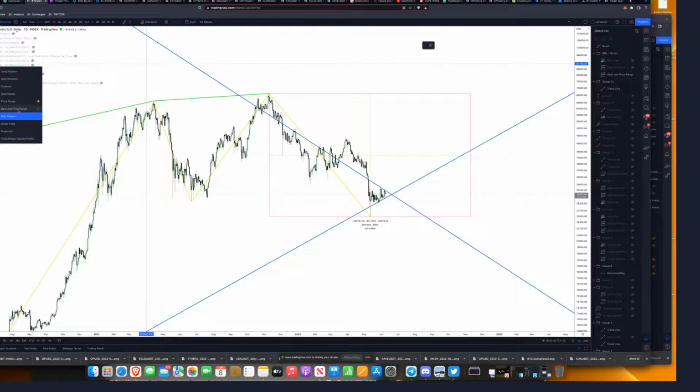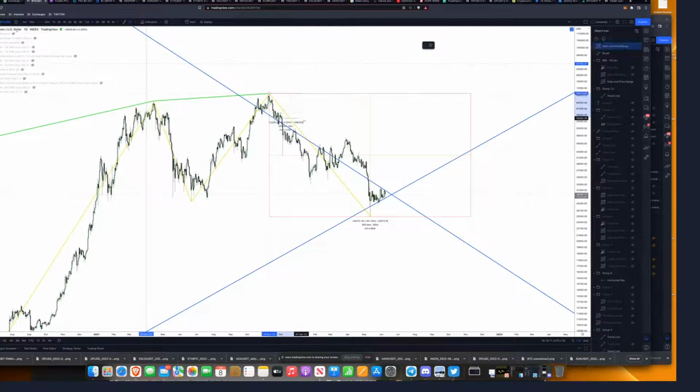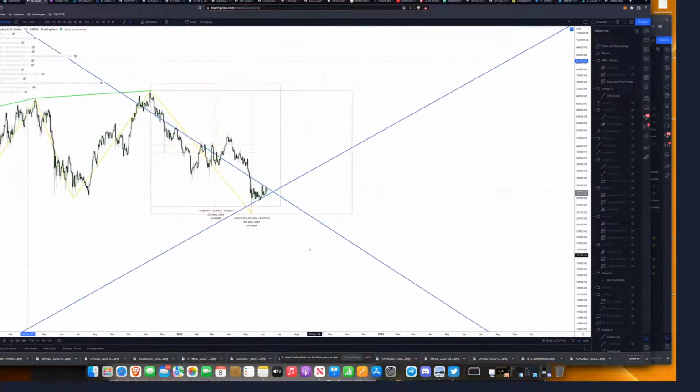which is the date and price range. Very simple. You get the top, and you get the middle to the bottom. Pretty much like that. Then you copy it, and you just add it to the side.